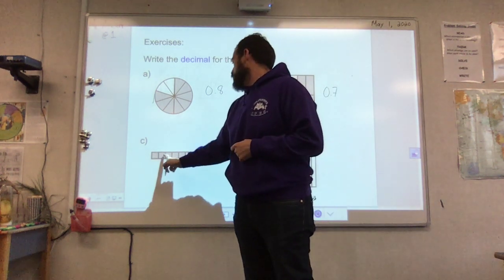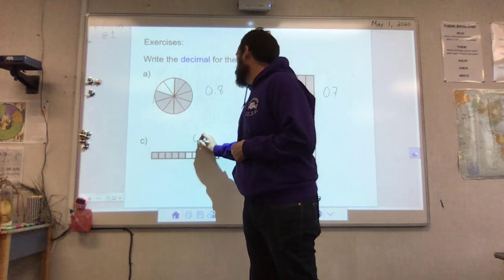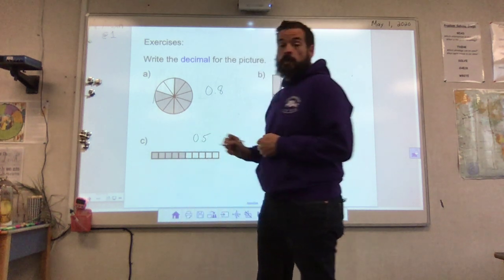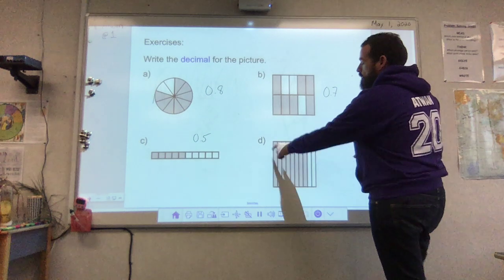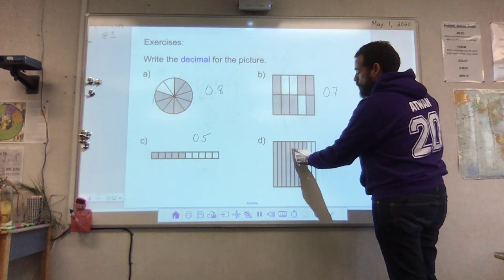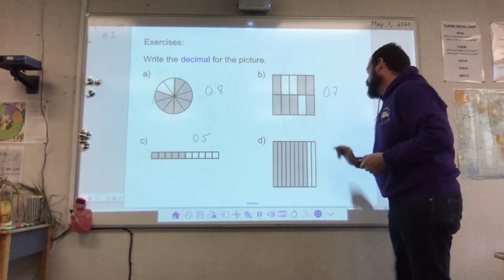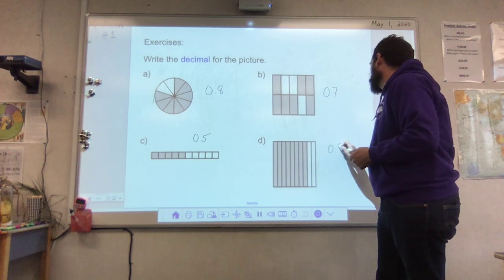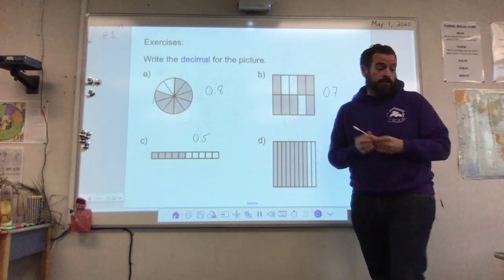In C, 1, 2, 3, 4, 5. 0.5, and we say 5 tenths. And finally, D, 1, 2, 3, 4, 5, 6, 7, 8. 0.8, or 8 tenths.